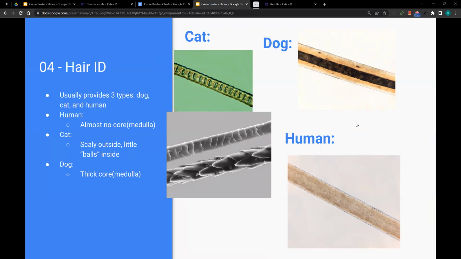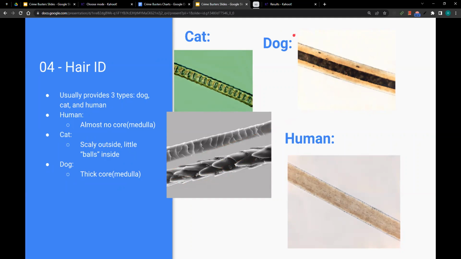The notable characteristic about cat hair is that there are little tiny circles. There are little tiny circles, as you can see, on the cat hair, and that makes up its medulla or core. Cat hair also has a really scaly exterior, like bark on a tree.